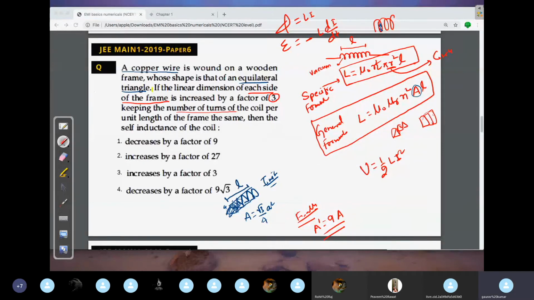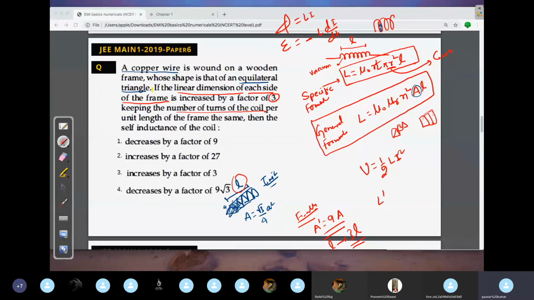Keeping the number of turns the same, if the linear dimension of each side of the frame is tripled, then not only this, even the L goes to 3L. Now the new L is 3L. So what is the new self-inductance of the coil?